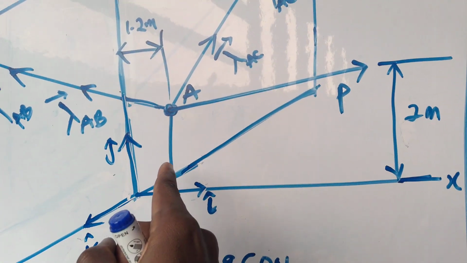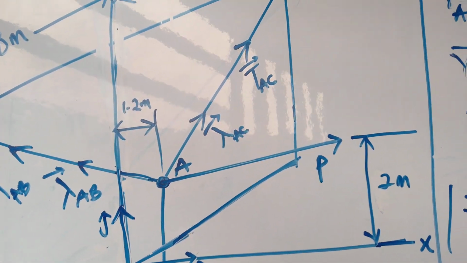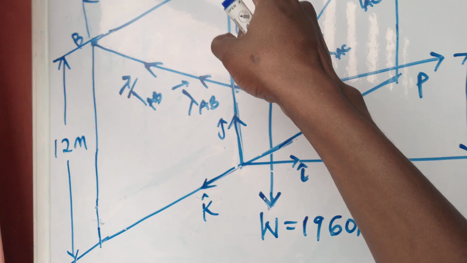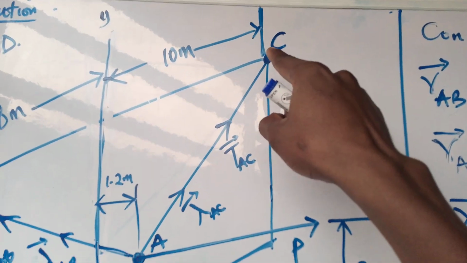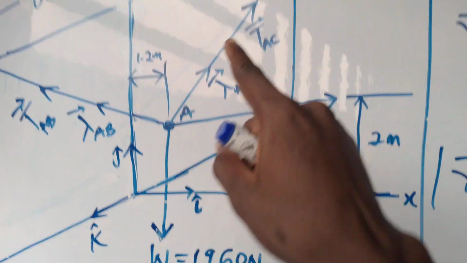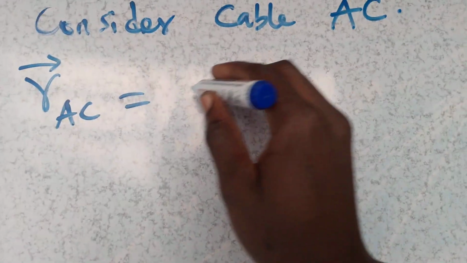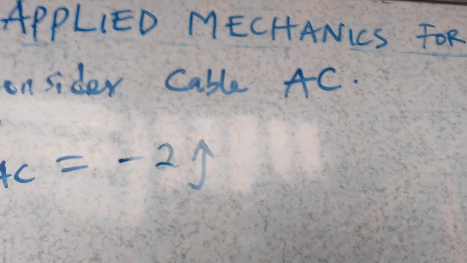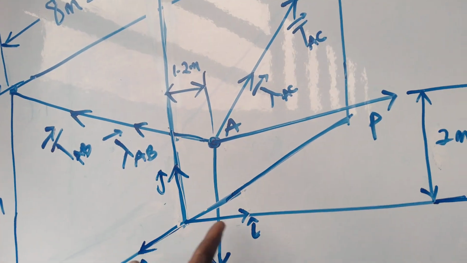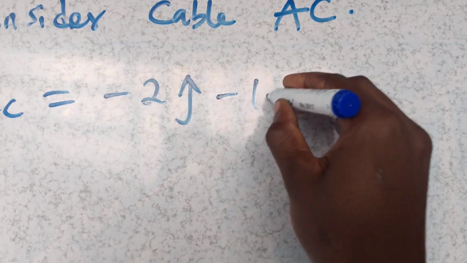If I come down like this, that is minus 2j. I go like this, it is minus 1.2i. I go like this, it is plus 12j. And then I go like this, it will be minus 10k. Okay, so let's go. I come down, minus 2j. Then I'll take the next one, going like this with respect to this. That's minus 1.2i.